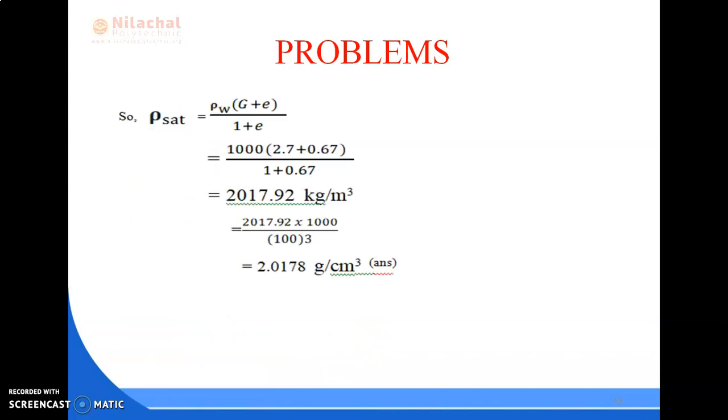Next, rho sat or saturated density. For saturation this is the formula: rho W into (G plus e) by (1 plus e). Here we put 1000 into (2.7 plus 0.67) divided by (1 plus 0.67). So the answer is 2017.92 kg per meter cube, as here we put 1000 kg per meter cube. We convert it into gram per centimeter cube. After converting, the answer is 2.0178 gram per centimeter cube. So this is our answer.